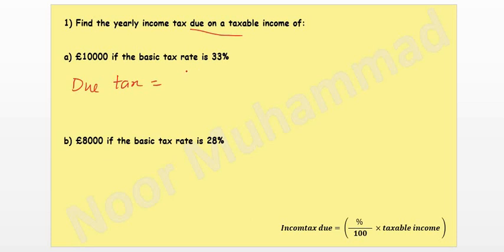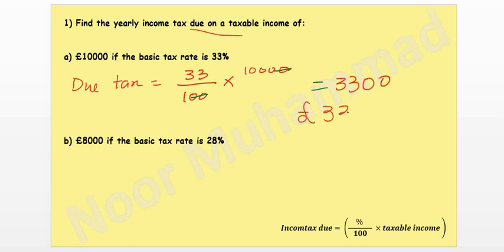the percentage, which is 33, out of 100 times what? By this 10,000. So how many zeros can we cancel? We can cancel these two zeros with these two zeros. Now 33 times 1 is 33, and we will have two zeros with that. So the total tax due for this person is 3,300. Now pause the video here and solve the B part on your own.